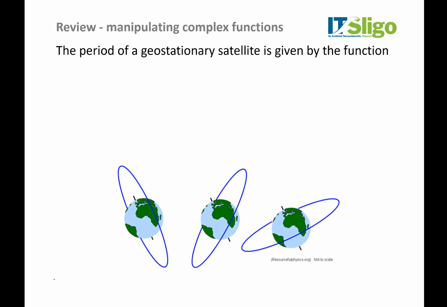So we're going to look at a complex formula. It's for a geostationary satellite. These are like the Vodafone satellites that keep our mobile networks going. And this is the formula that dictates how far. R is the distance from the center of the Earth to the center of the satellite. That's R. T is the period. How long does it take the satellite to complete one revolution around the Earth?